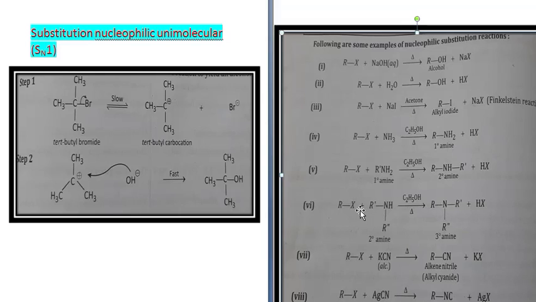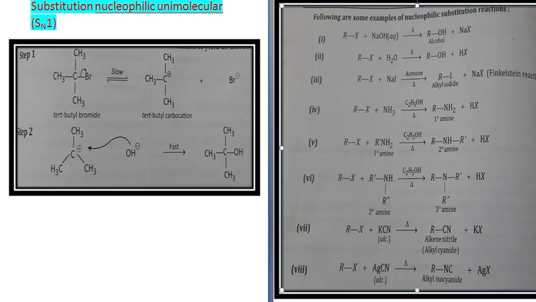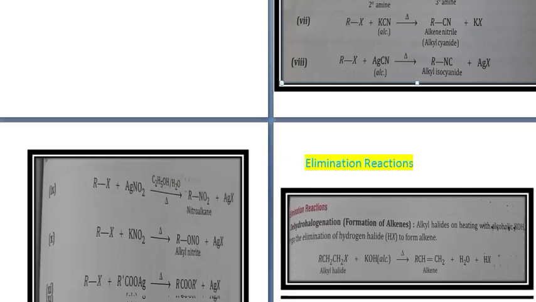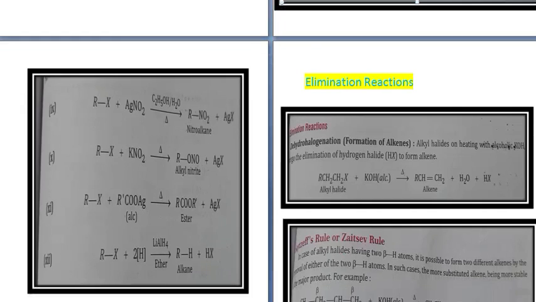Alright, simple case: X will be removed and the other part will be minus H will be added. So you will get over here plus HX. Now similarly, RX plus KCN on heating gives you RCN plus KX. RX plus AgCN gives you RNC plus AgX. NC is isocyanide. You get alkyl isocyanide. Now there are a few more examples we will see.